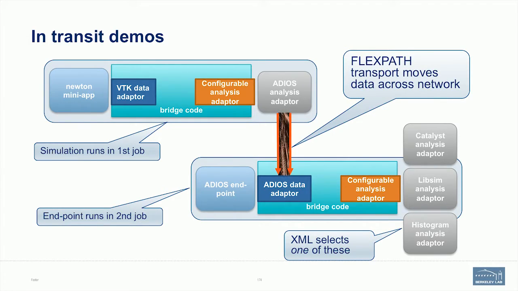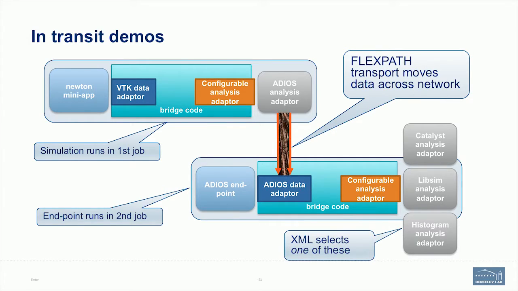So what we're going to do is we're going to have two jobs. The first job is going to be our Newton mini app, the simulation. I'm using the VTK data adapter. This is code that comes with SENSEI. Every time you want to pass data through it, you just pass it a VTK object that you create. So when you use the VTK data adapter, you don't have to do any coding for that. All you have to do is create the VTK object and pass it in. So there's no SENSEI-related coding. I'll use a configurable analysis adapter in this example, so I can have an XML. That XML will configure ADIOS to write over the network.